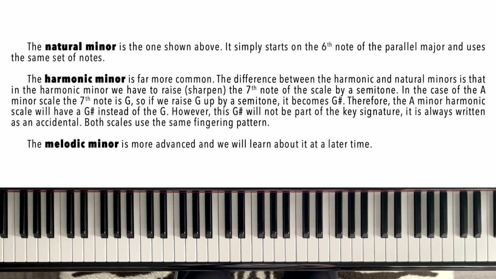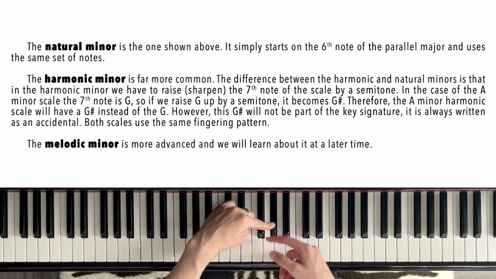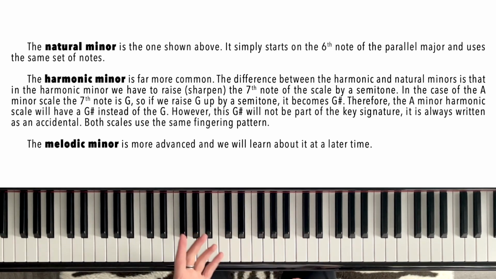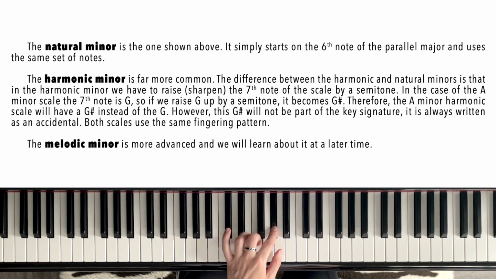Now the harmonic minor is far more common, and it does something very interesting. In the harmonic minor, we have to sharpen or raise the 7th note up by a semitone or a half step. So what does that mean? If I find the 7th note, 1, 2, 3, 4, 5, 6, 7, that's a G. So in order for me to sharpen the G, I can just add the sharp and it becomes G sharp, which means that I raised it up by a semitone. So now the notes of the A minor harmonic scale are going to go A, B, C, D, E, F, and instead of the G, we play the G sharp, and we get this very, very common minor scale sound. The ending sounds a little bit kind of oriental, but that's the harmonic minor.